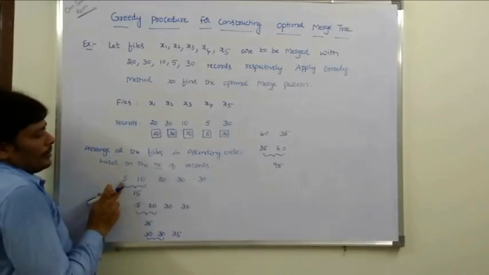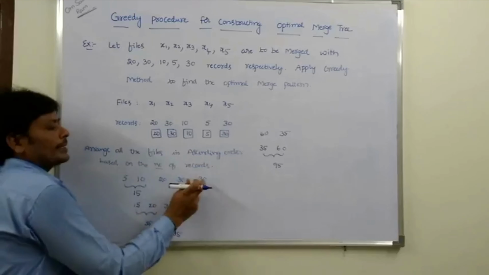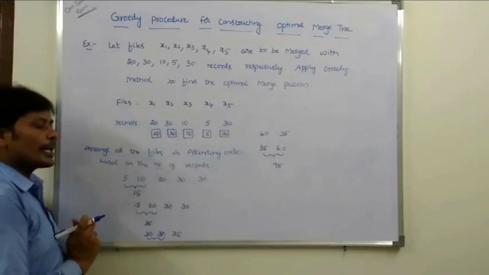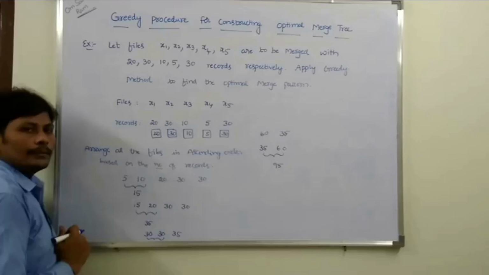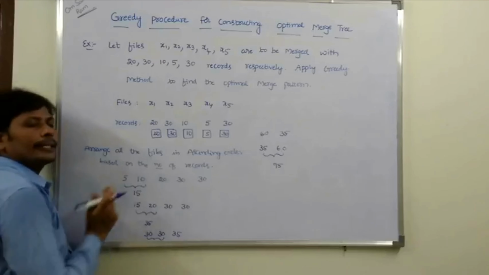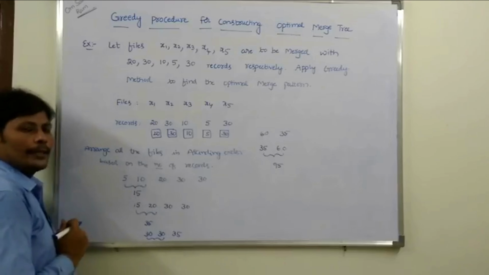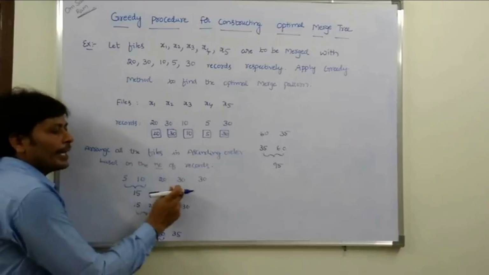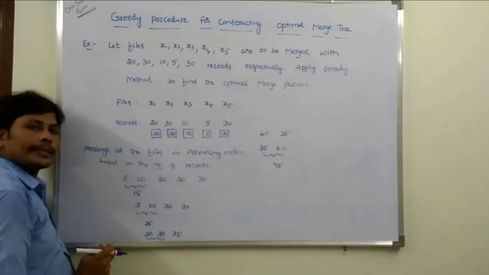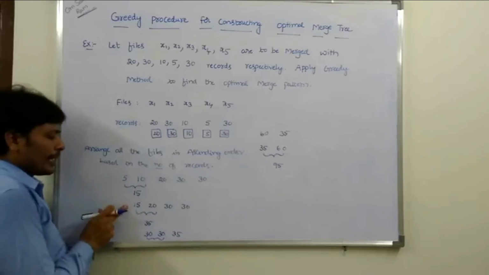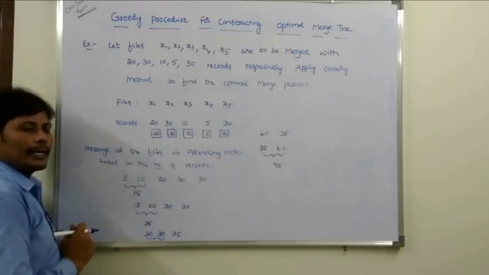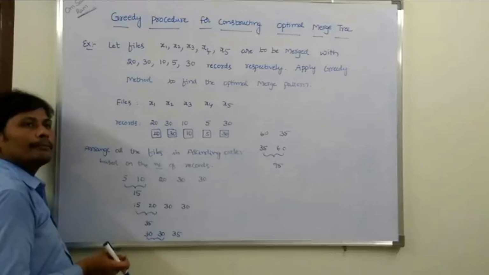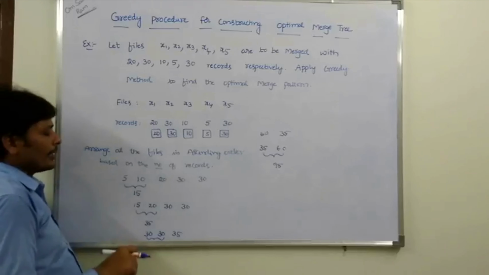So first 5, 10, 20, 30, 30. Among them, the two smallest sized files are 5 and 10. So after merging 5 and 10, we are getting 15. So this 15 is inserted into the sorted remaining list at its correct position. So 15, 20, 30, 30. This is the new list. Again, we are selecting the two smallest sized files and merging them, and the merged result is inserted into the sorted list at its correct position.